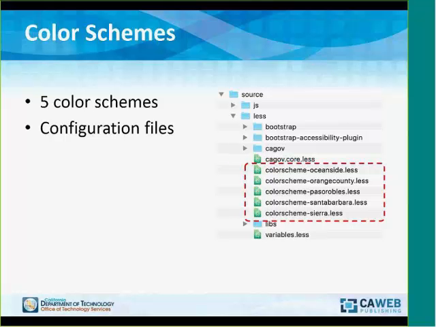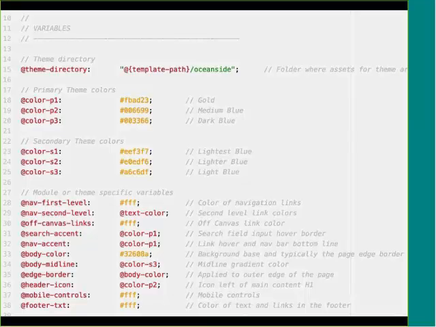So CA Gov, here are these color scheme files, right? If you open up the source folder for the template, what you'll end up with is Oceanside, Orange County, Paso Robles, Santa Barbara, and Sierra. And essentially, these are nothing more than a big configuration file of a bunch of color variables.